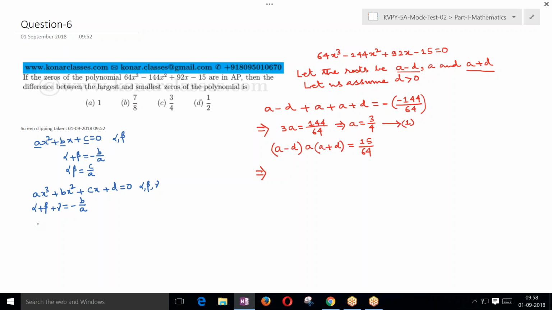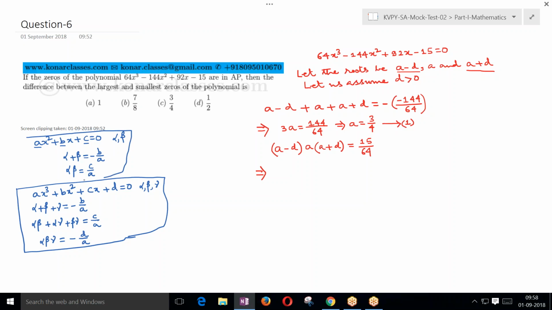Then take two at a time. That means alpha into beta plus alpha into gamma plus beta into gamma, that is equal to c by a. And take three at a time, alpha, beta, gamma, that is equal to minus d by a. So this is the rule for the cubic equation, the relationship between the roots and coefficient. And this is the relationship between the quadratic equation and its two roots, alpha and beta.